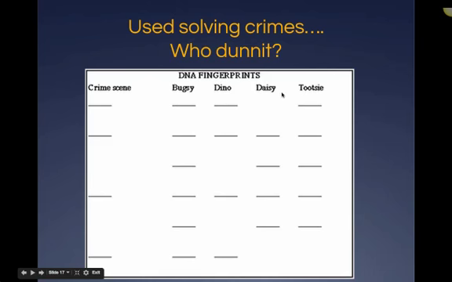So Daisy and Tootsie are out. It was either Dino or Bugsy. I don't know who came up with these names. So let's look at whether Bugsy's DNA is closer or Dino's DNA is closer. And it looks like right here, Bugsy has a band that was not found in the DNA of the crime scene. That is a huge red flag, and it looks like Bugsy was not our suspect. So in this particular answer, Dino was our suspect.